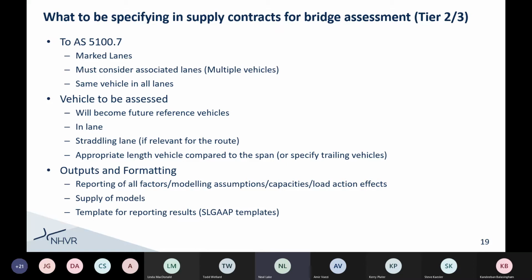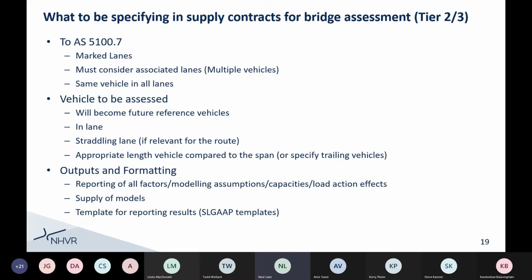The vehicles that will be assessed will become future reference vehicles. So we need to specify vehicles for Tier 2 assessments that make sense. The only thing I think is important there is that the vehicle is somewhat representative of the sort of vehicles that you would get. For in-lane vehicles, that just means vehicles that are in some way of a similar length. The configuration is not super important, from the work that we've previously done with Austroads around that.